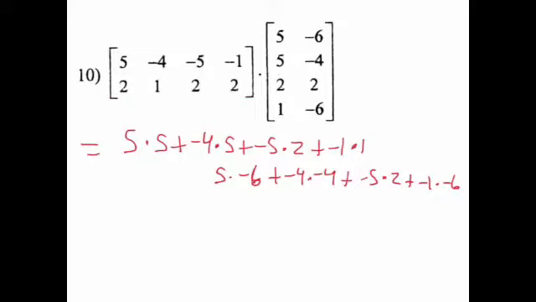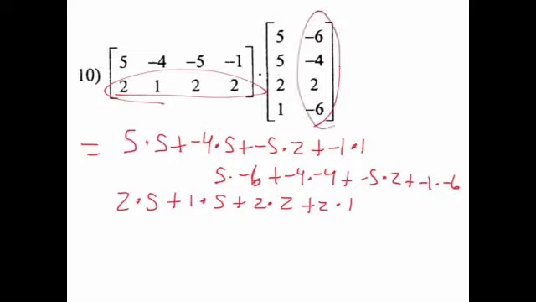And now I'm going to take my second row and times by the first column. Again, I'm going to write it out the same way, 2 times the 5 plus 1 times the 5 plus 2 times the 2 plus 2 times the 1. And then I'm going to do the second row times the second column, scoot it over a little bit because I ran out of room.